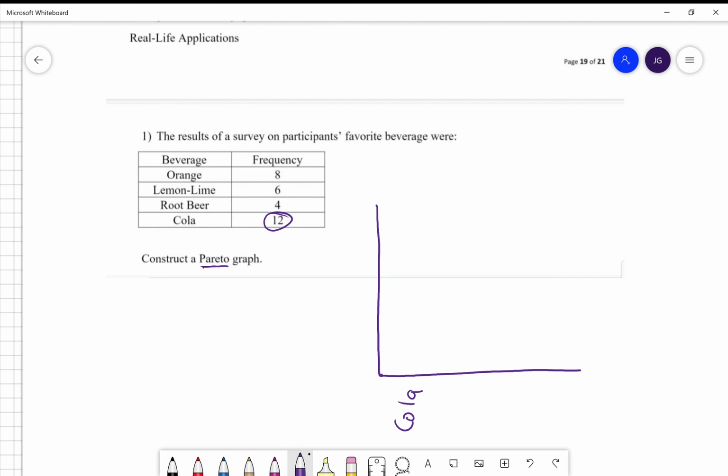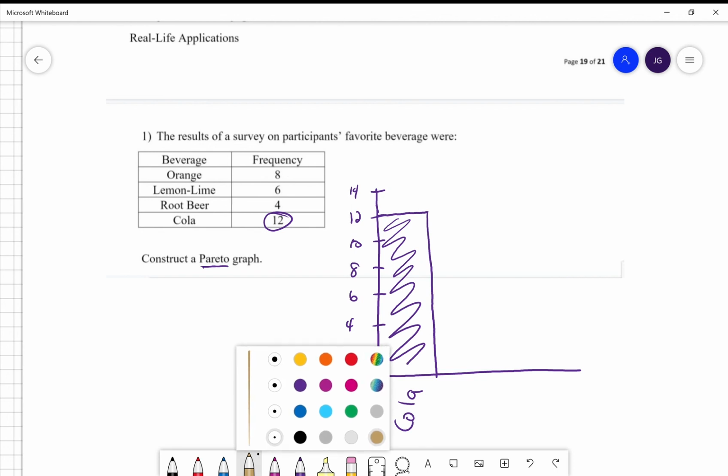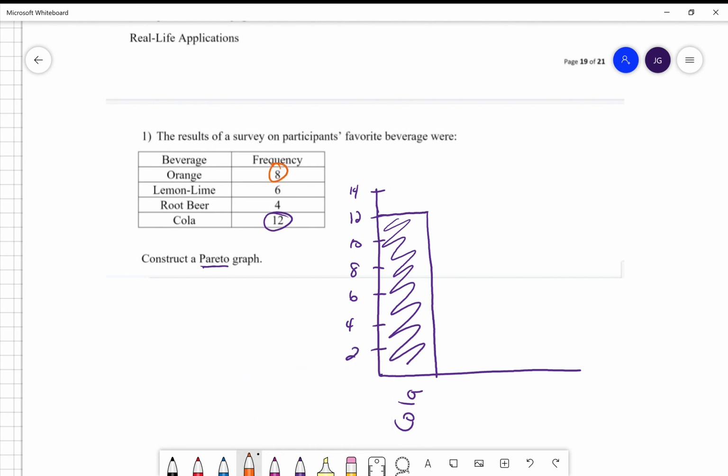Let's see, I go from 4 to 12. Let's go 2, 4, 6, 8, 10, 12, 14. So my cola is 12. I'll make a bar. There's cola. My next one is orange at 8. I have a question.